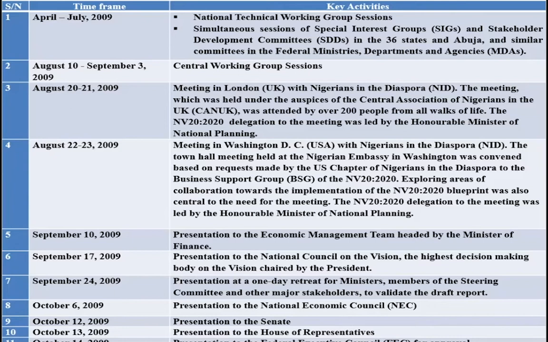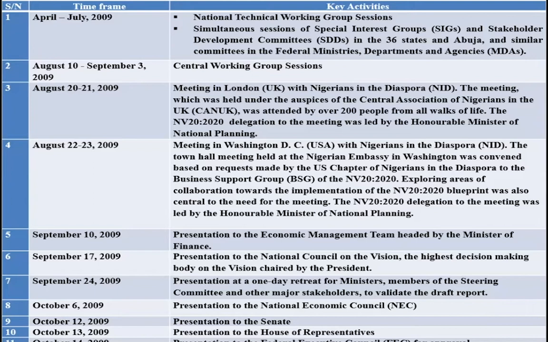And if you look at the slide I'm showing you now, it started in April 2009. Here you see the time frame of how the team proceeded in the processes. We had national technical working group sessions, simultaneous sessions of special interest groups and stakeholder development committees in the 36 states of the federation and Abuja, the federal capital. Similar committees were set up in the federal ministries, departments, and agencies.